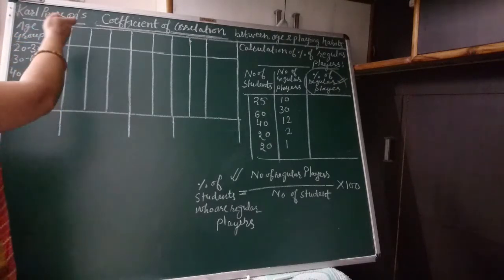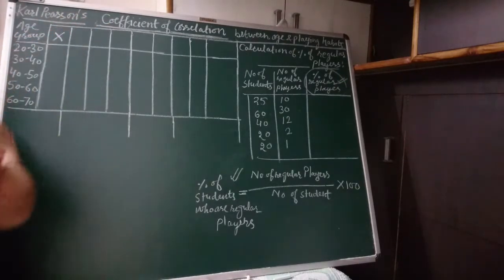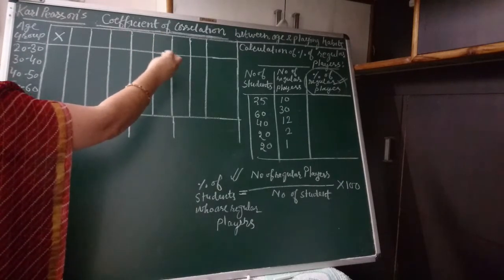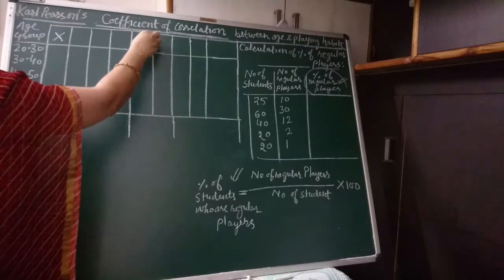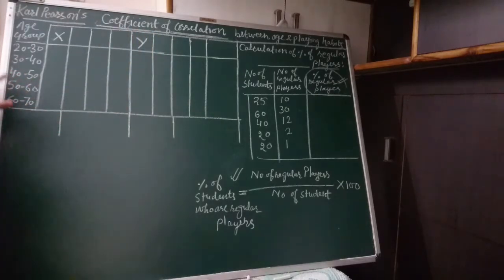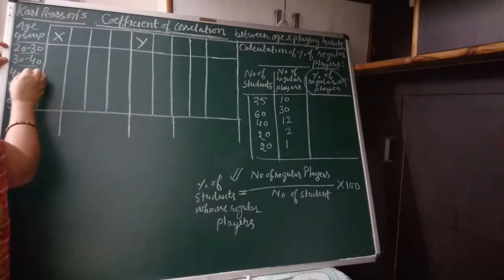For the calculation of Karl Pearson's coefficient of correlation, two values are required: first x and second y. The values of x are given. For the calculation of x, different age groups are given.